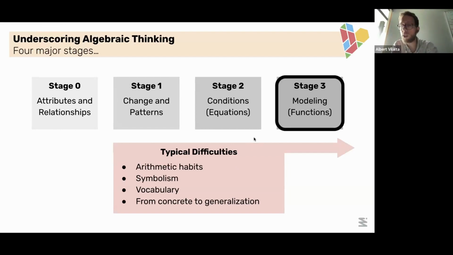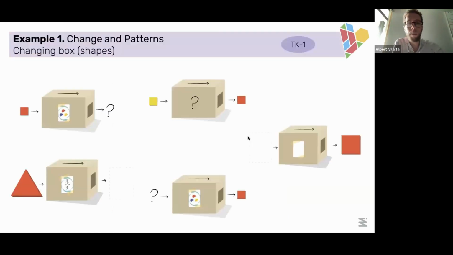Okay, we have a framework. Now let's go into stage 3, aka functions, and we dive into it through some examples. Let me show you this example. This example can be for TK, K, first grade, even second grade if your kids don't know it. This is a beautiful activity on changing boxes. You probably know them, but let's explore.